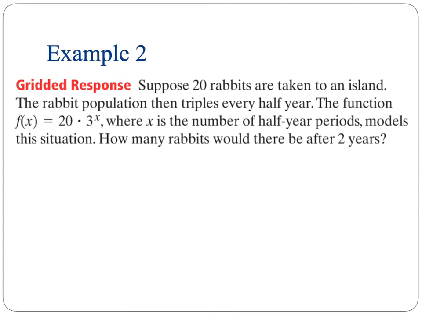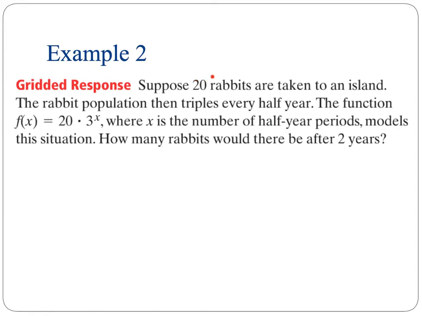For example 2, we have a story problem. It says, suppose 20 rabbits are taken to an island. The rabbit population then triples every half year. The function f of x equals 20 times 3 to the power of x, where x is the number of half-year periods, models this situation. How many rabbits would there be after 2 years?